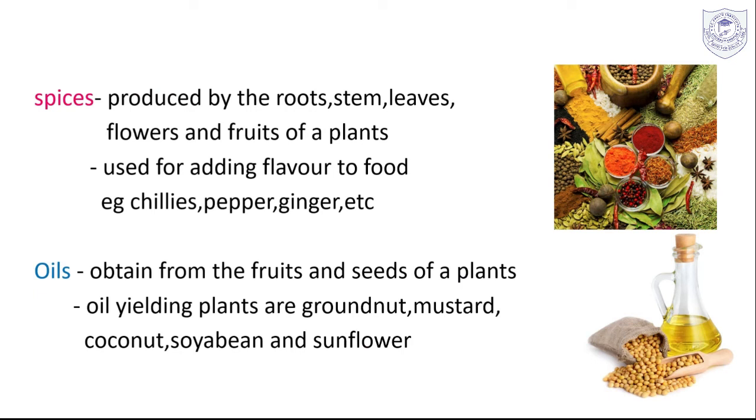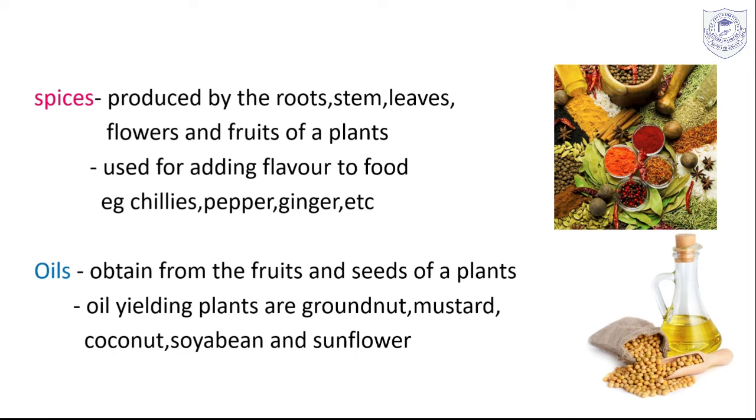Now coming to the spices, which is another source of food from the plants. The spices are produced by the root, stem, leaves, flowers, and fruits of a plant, and they are used for adding flavor to food. Example, chili, pepper, ginger, etc. So when we cook meat, for example, we add spices like chili, masala, ginger, and so on, right? These are to add flavor to the meat, okay?